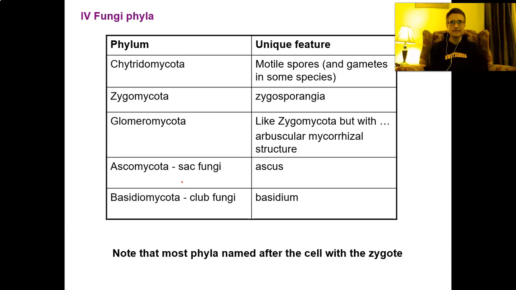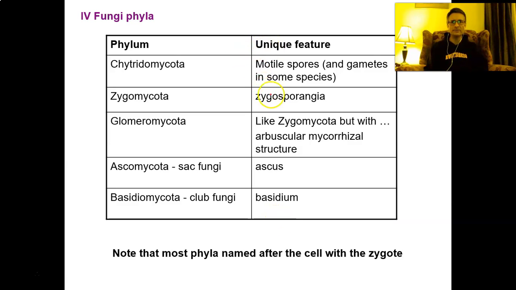This first introductory table summarizes some of the unique features that we're going to see in each of our fungal phyla. So in our Chytridiomycota, we're going to see motile spores and, in fact, even motile gametes in some species, providing evidence for the ancestrality of this particular phylum. However, in many of our other phyla, the phylum name and some of the key distinguishing features between these phyla have to do with a very specific reproductive structure. And this particular reproductive structure is the cell in which the zygote forms.